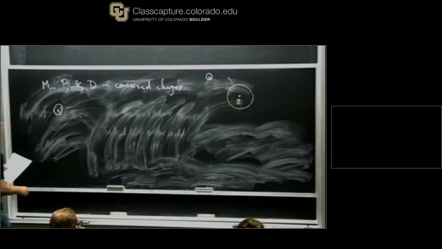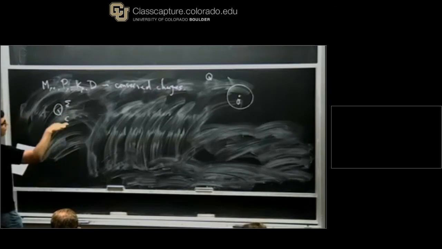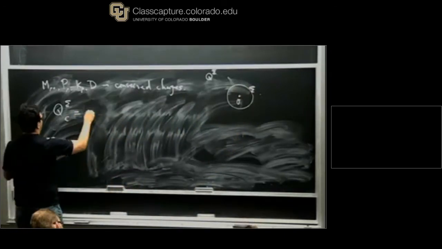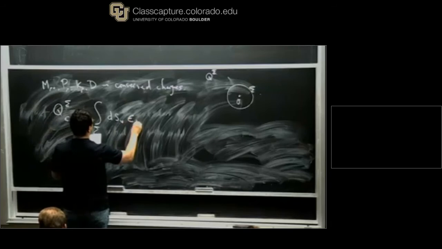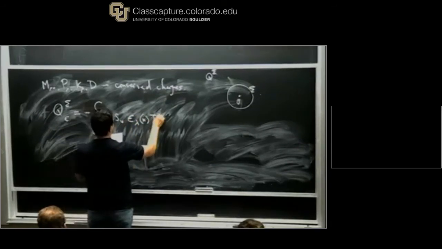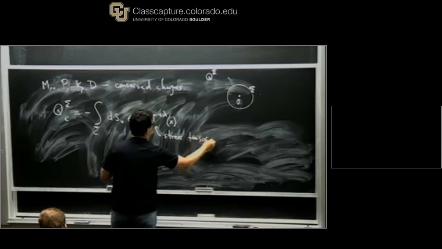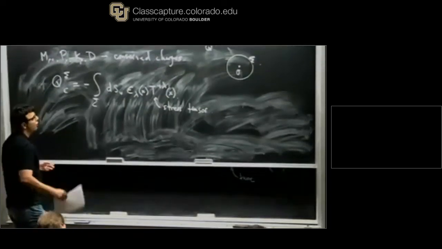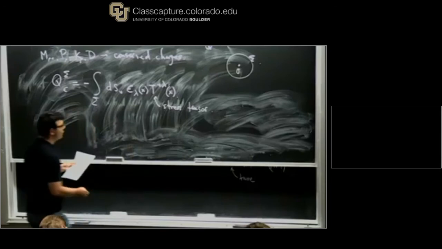Okay? So I can write down the charges associated with these generators in the following way. Q epsilon sigma, where sigma is the surface along which this thing is supported, has this expression: an integral over sigma, area element, some vector epsilon lambda of x, T nu lambda of x, where this is the stress tensor. So these charges are integrals of the stress tensor along some codimension one surfaces, where epsilon here is a vector field.